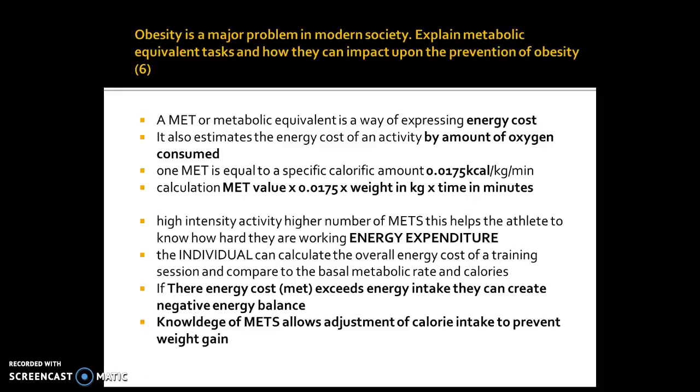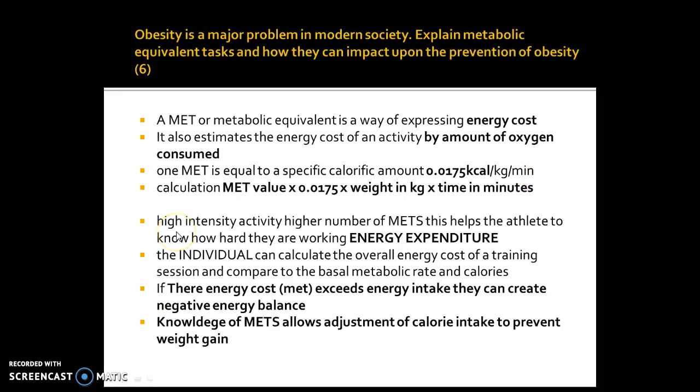So METs, or a metabolic equivalent task, is a way of expressing energy cost. The next thing you can talk about is that it estimates the energy cost of an activity by the amount of oxygen that you have consumed. Now, I think this is really important. 1 MET is equal to a specific calorific amount of 0.0175 kcal per kilogram per minute. Okay, so if you want to have this calculation in there, you can. It's something we could have a look at on Saturday, or certainly next week, for those people who would like to have a go at it. I've said 7 METs for football, for example. That is something that maybe you could link to it.